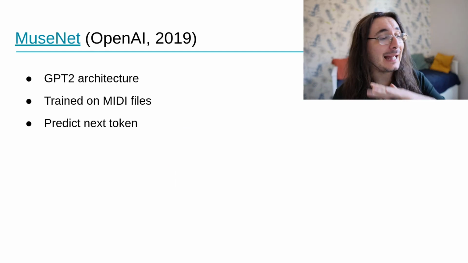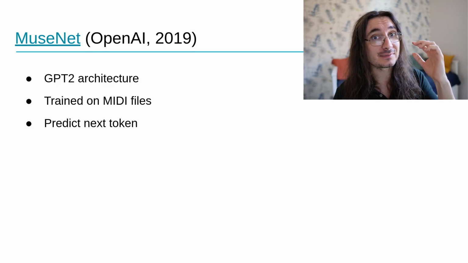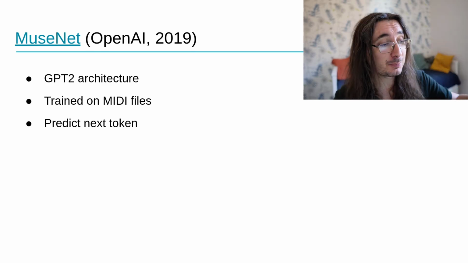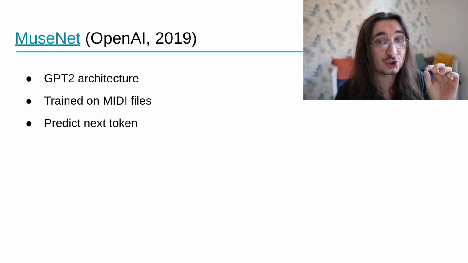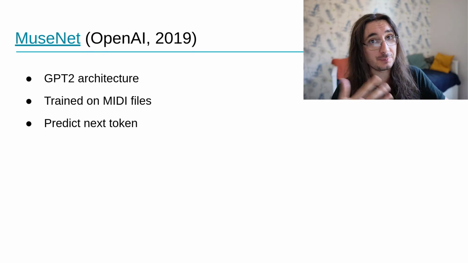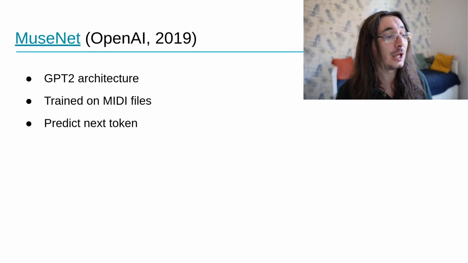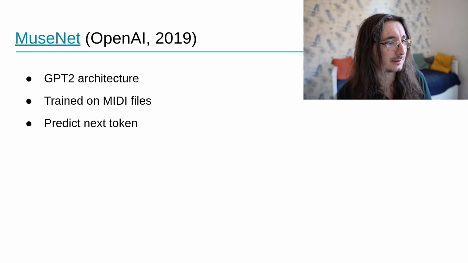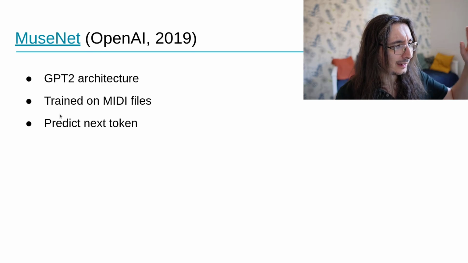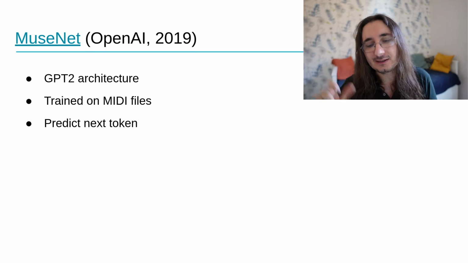MuseNet is an amazing example of a generative music system that leverages symbolic representation. It was published by OpenAI in 2019. It used a transformer architecture, in particular GPT-2. They used some unsupervised learning to train this generative music model using a lot of MIDI files. A lot. And when I say a lot, I mean hundreds of thousands of them. Okay, and what it does in the end, it basically just predicts the next token in a sequence.